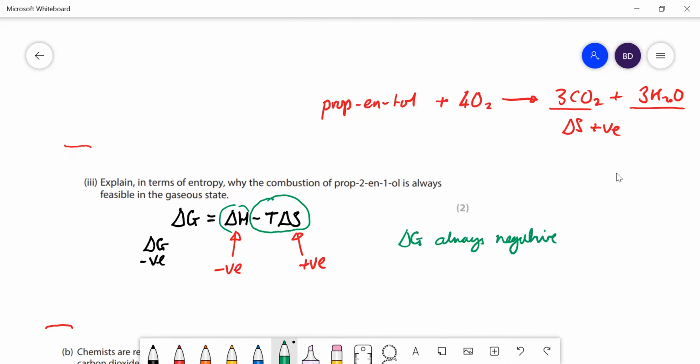If you look at the mark scheme, you don't have to explain why delta S is positive, you just have to say it is positive, but that is the reason why it is positive.